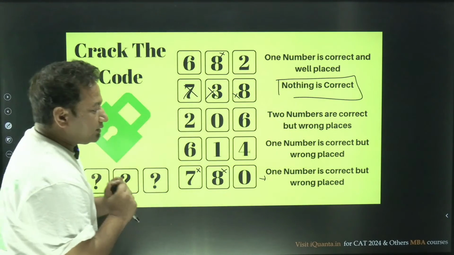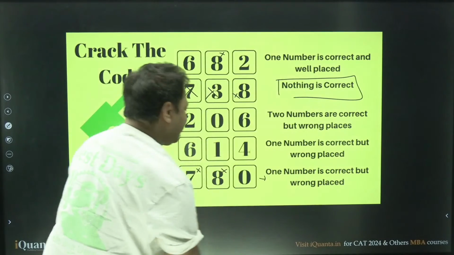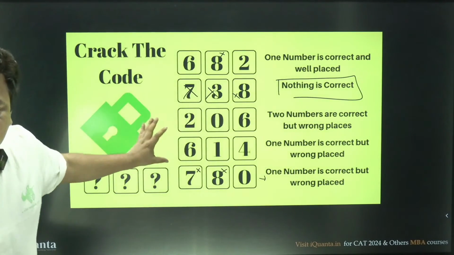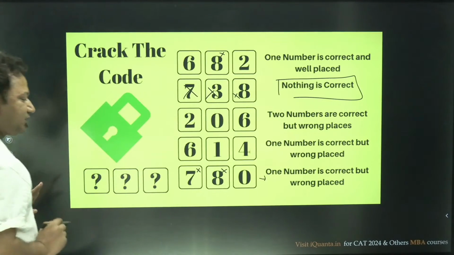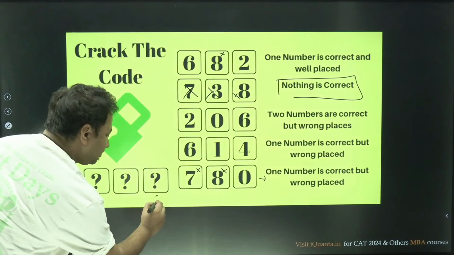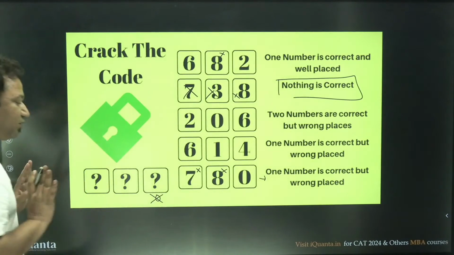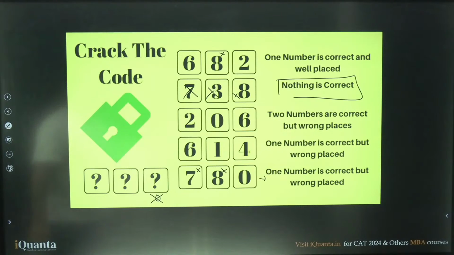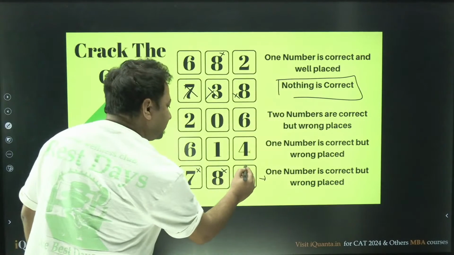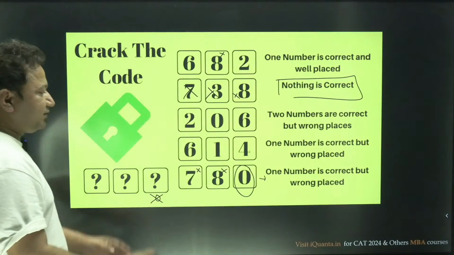Okay, cool. So one number is correct, but wrong place. That means 0 is the correct number. 0 should be there, it's wrong placed. That means, okay, let me do it this way. I will just write 0 and cross it. 0 can be in either of the first two places. Okay, cool. I'll just encircle 0 for the sake of reference.